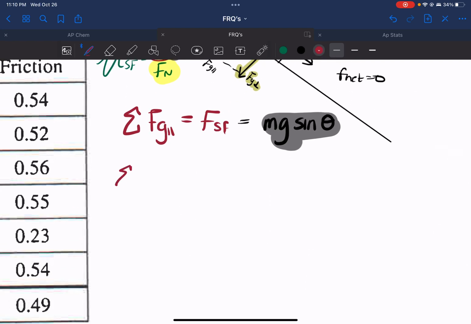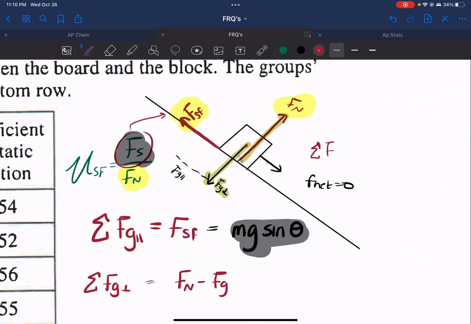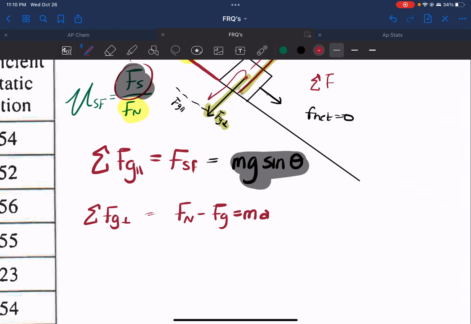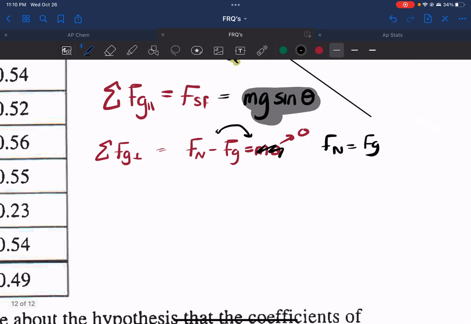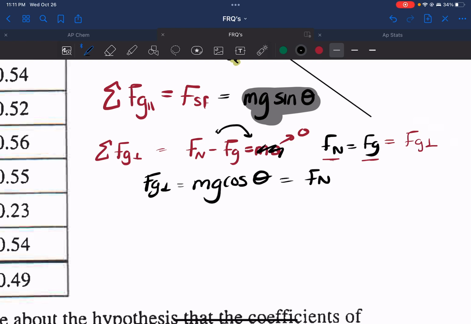Okay, so the sum of force gravity perpendicular is going to be equal to my force normal minus my force gravity, because remember, gravity is pushing down right here, and force normal is up. So you're subtracting to find the sum, equals ma. This a is equal to 0, so it's telling you basically that force normal is equal to force gravity, because this is 0, so you can just add force gravity to this side. And we know that if Fn is equal to Fg perpendicular, there's also a set formula for that, meaning Fg perpendicular is equal to mg cosine theta, which is also equal to force normal. This is your second part.